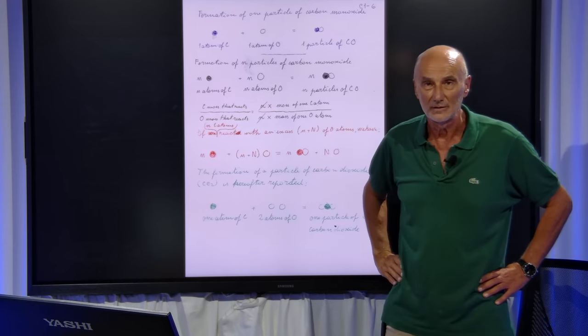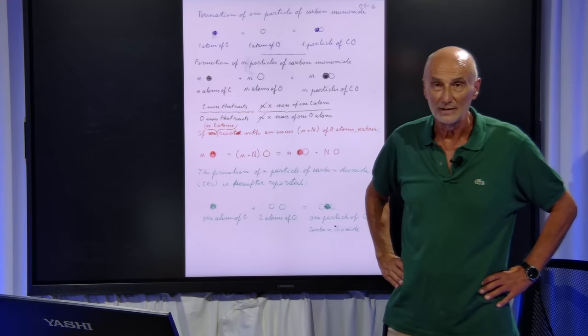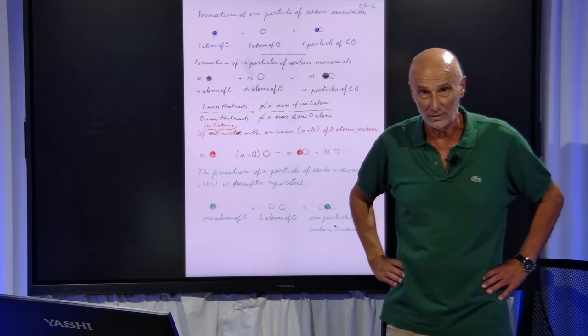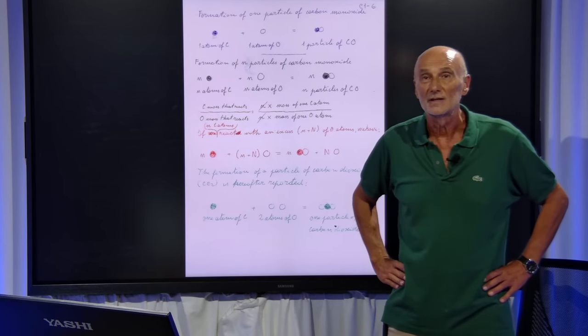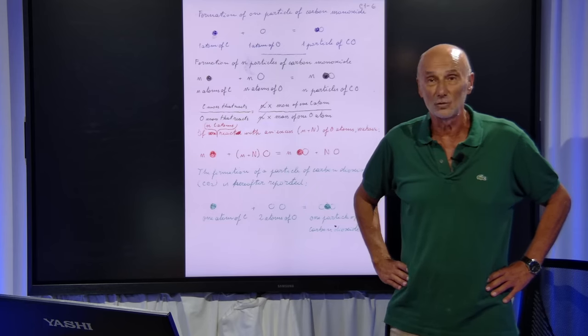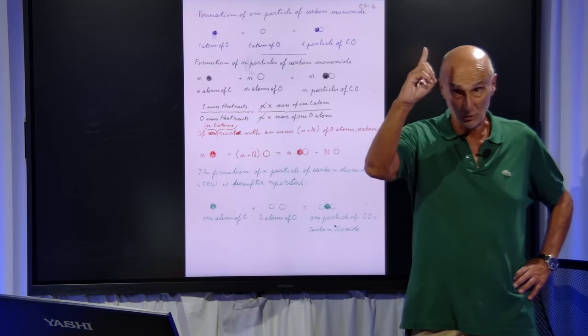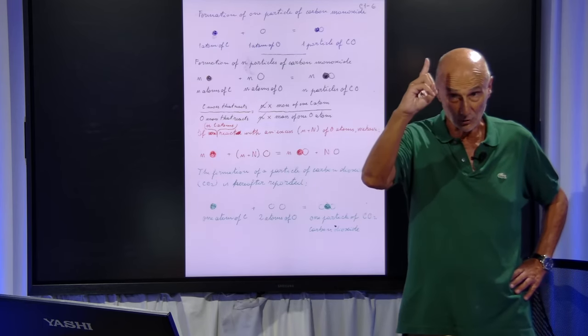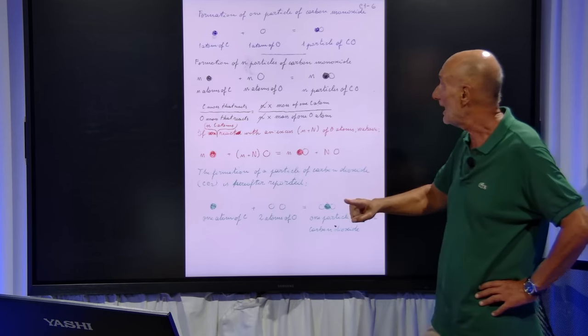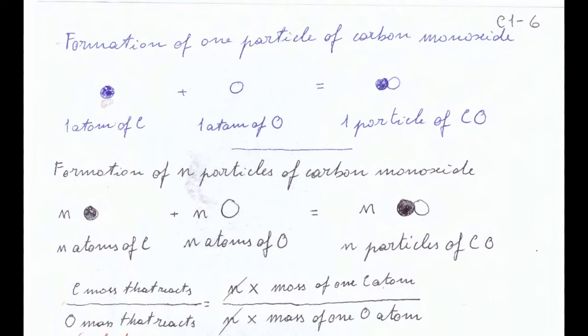Okay? If we calculate the ratio between the mass of carbon in only one particle of carbon monoxide, we have to divide the mass of one carbon atom by the mass of one oxygen atom.